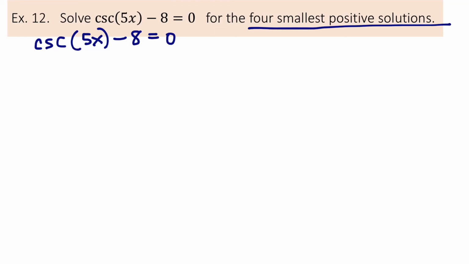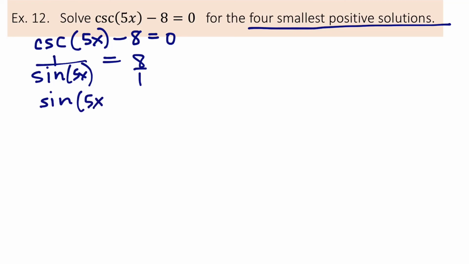So let's go ahead and write this in terms of the sine so we can understand what's going on. So this is 1 over the sine of 5x. And then move the 8 over to the other side. So this is 8 over 1. So if I flip both of these fractions, take the reciprocal in other words, I'll get the sine of 5x is equal to 1/8.